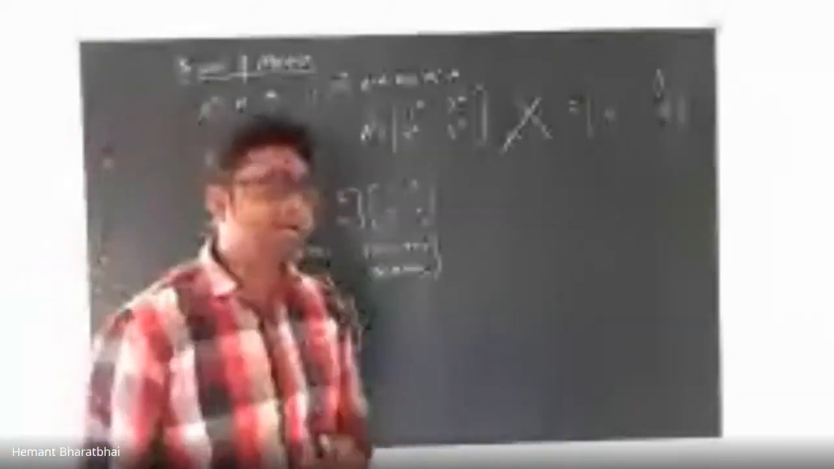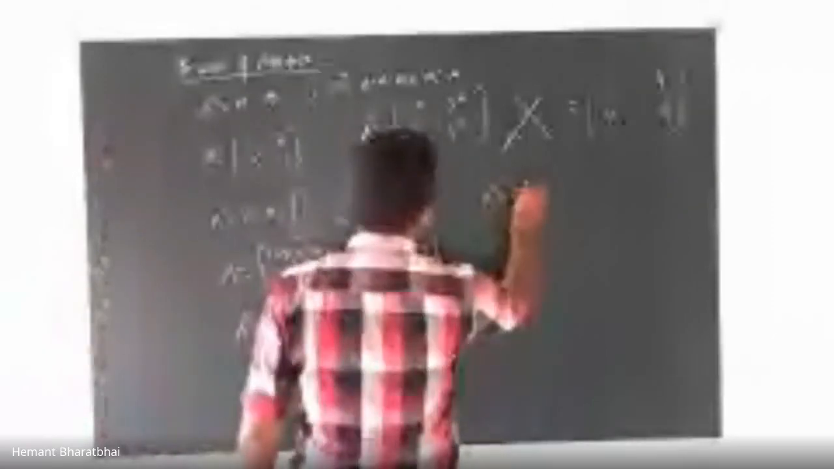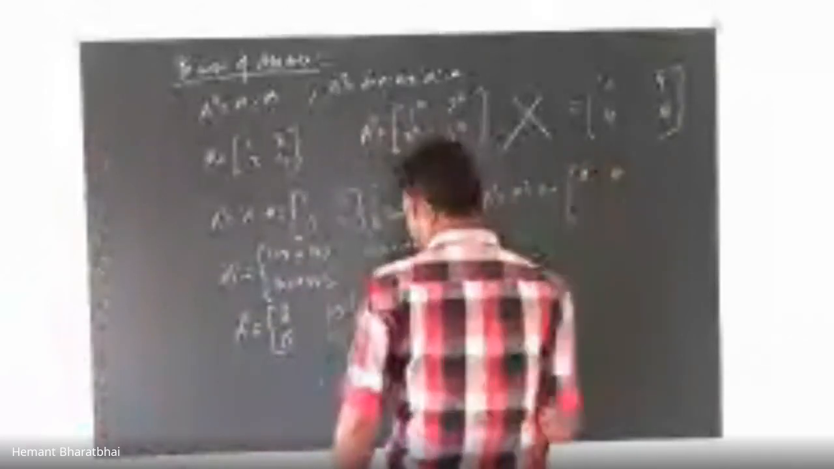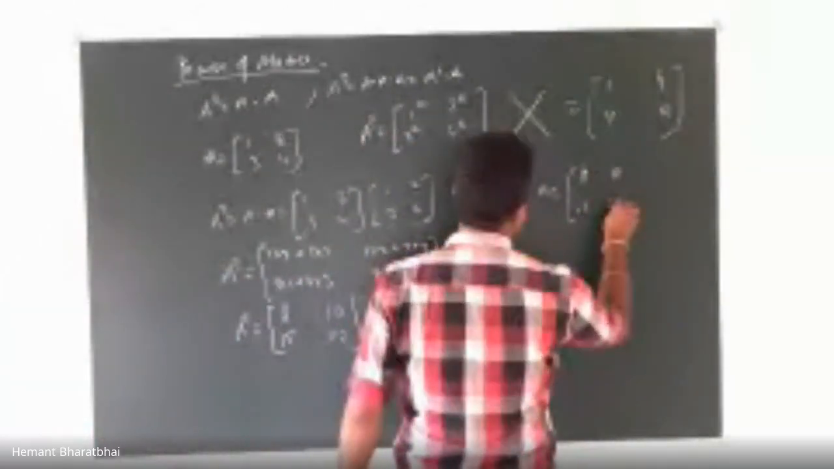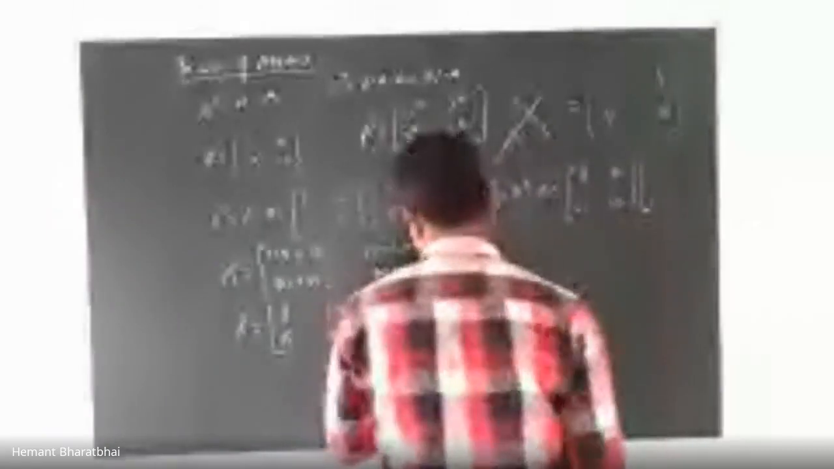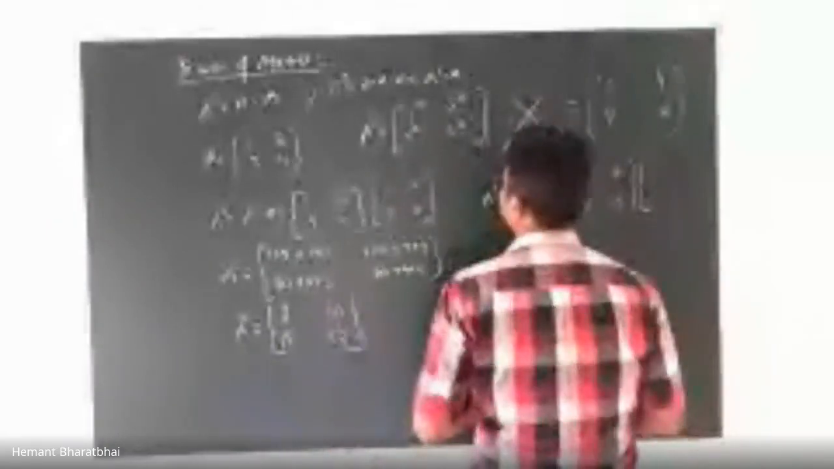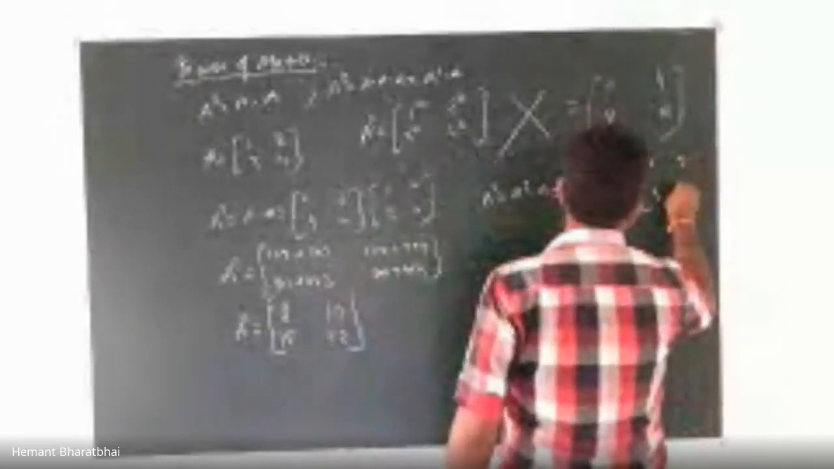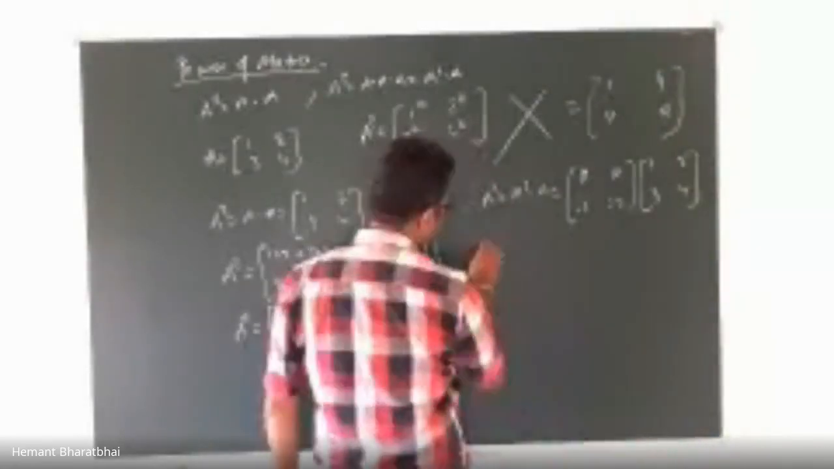Therefore, A squared is not like squaring each element; you have to physically multiply two matrices. Then if you want to find out A cubed, I will have to do A cubed is equal to A squared into A. So I multiply this 8, 10, 15, 22 into 1, 2, 3, 4. So again I will have to physically multiply.